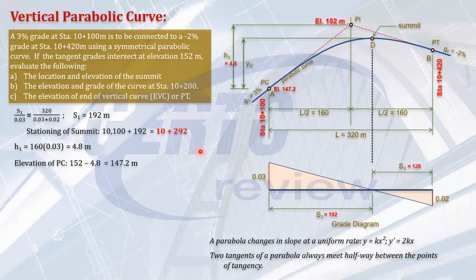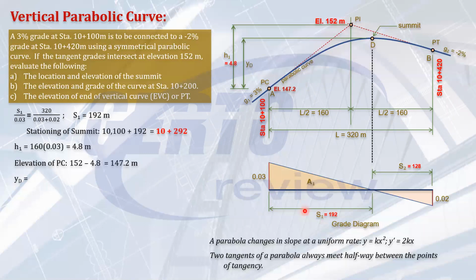So to solve for YD, let's recall the property. If you remember the property of the shear and moment diagram, the area of the shear diagram between any two points represents the change in moment between those points. In this case, the area of this gray diagram between any two points represents the change in elevation of the curve.